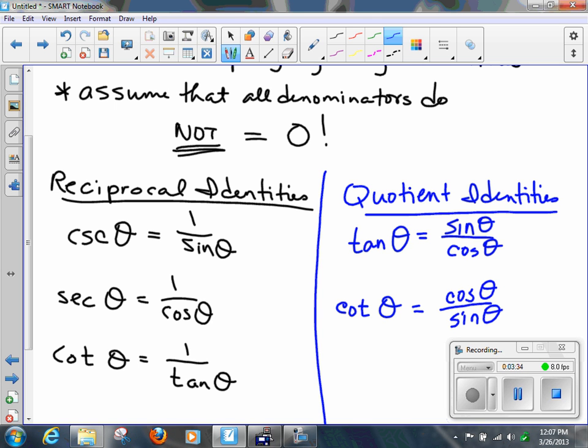So right now, which of those trig functions has the most different names? Different things that it's equivalent to. Which one? Yeah, but of those reciprocal identities, which function has the most number of different names? Cotangent does, because it can be 1 over tangent, it can be cosine over sine.